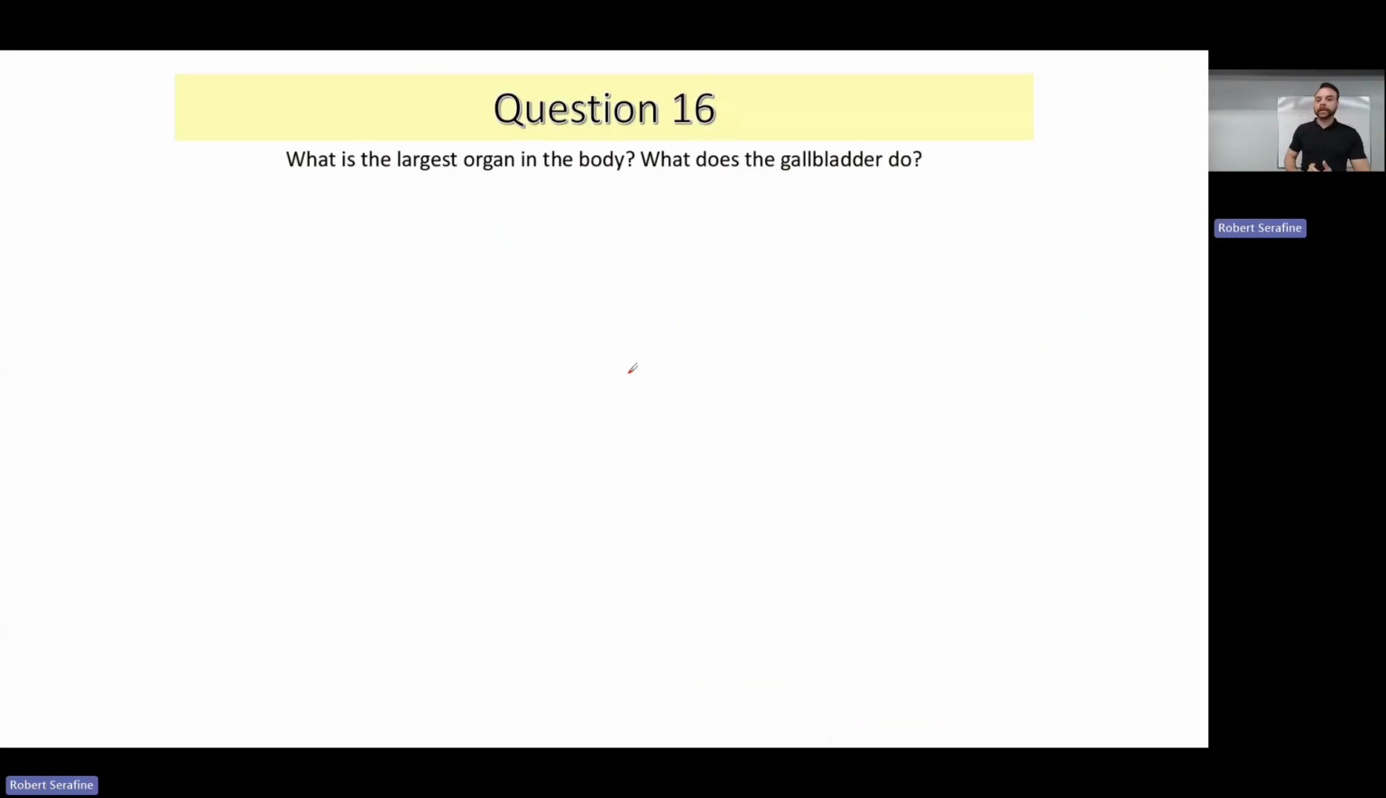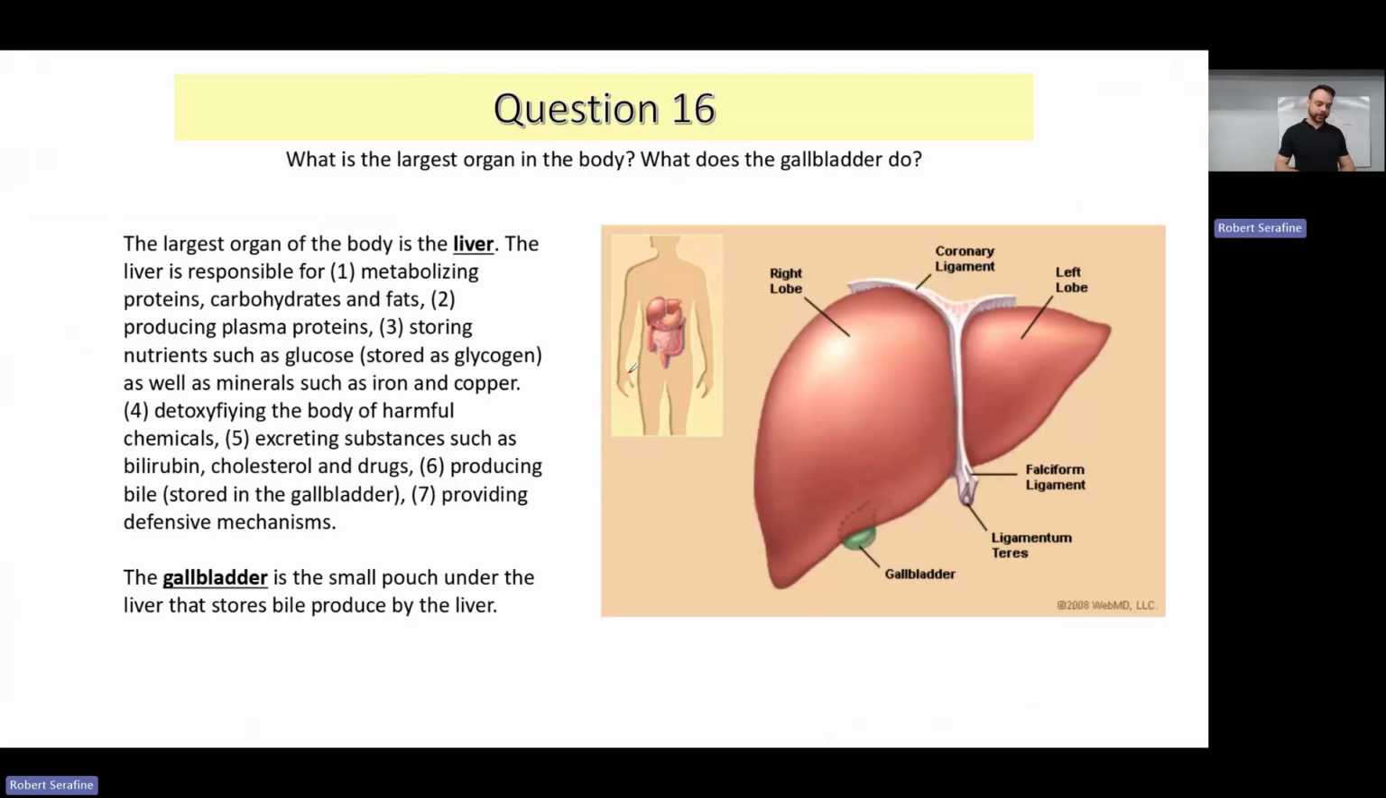So the largest organ in the body, not to be confused with what I like to call the largest organ system. The largest organ system in your body is your skin, right? Because your skin is composed of multiple structures that in itself is a system. But the largest organ in your body is the liver, which is a powerhouse. It does so much stuff. There's 2 lobes, all these cool things, right?